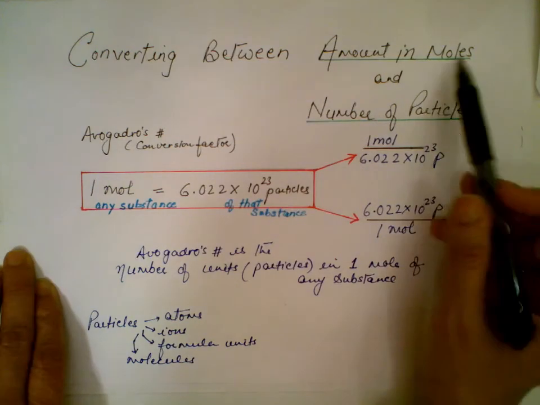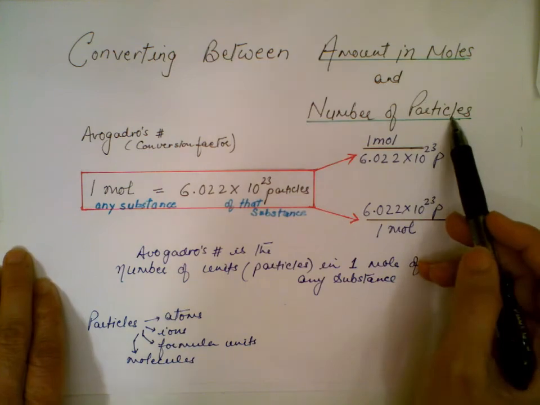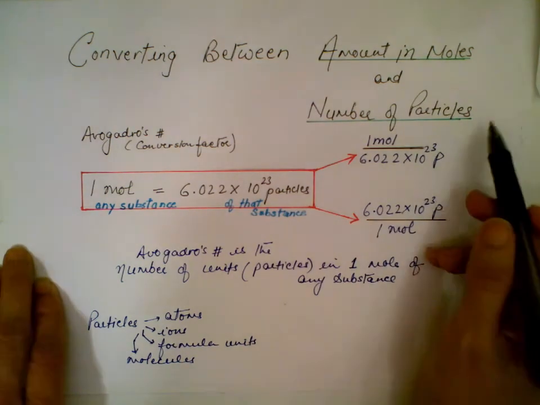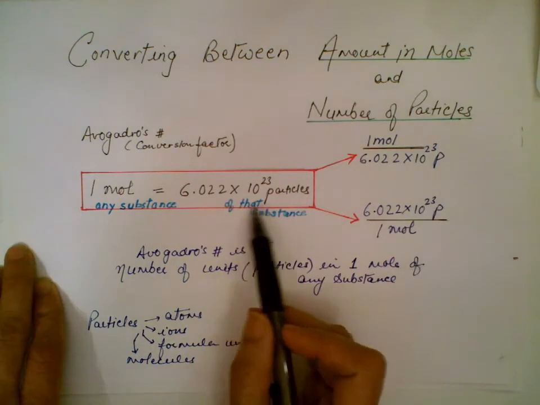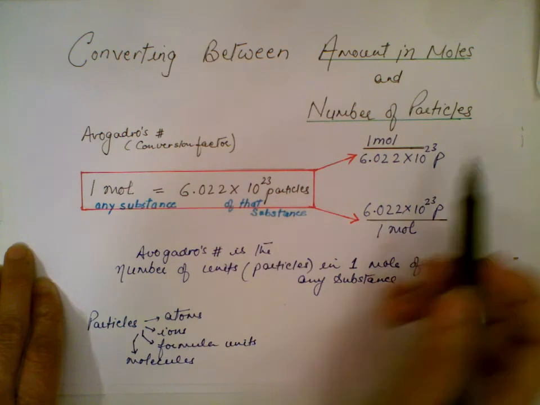Learning about converting between amount in moles and number of particles. The particles can be atoms, ions, molecules, or formula units depending on the substance. So we use Avogadro's number, this number 6.022 times 10 to the power 23.